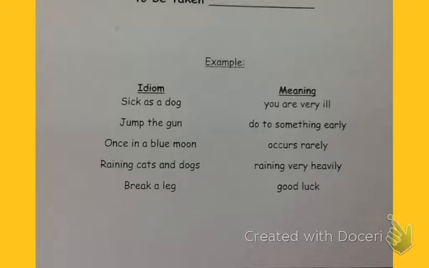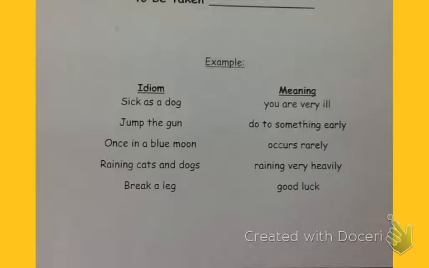For example, sick as a dog. If I'm sick as a dog, it means I'm really, really sick. I'm very ill. It does not mean I've suddenly turned into a dog and am now sick. If you jump the gun, you are not jumping over a gun. Instead, it means you're doing something early. You're getting ahead of other people. Once in a blue moon means something occurs very rarely. There's a phenomenon called a blue moon when you have 2 full moons in the same month, and that's what this idiom is based off of.